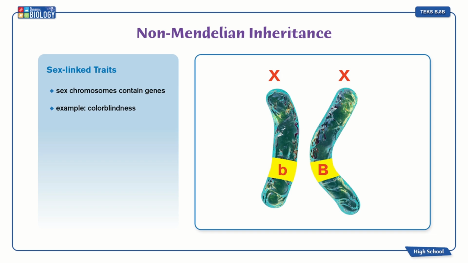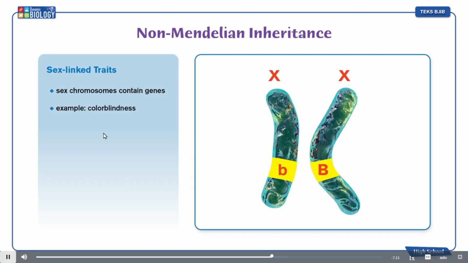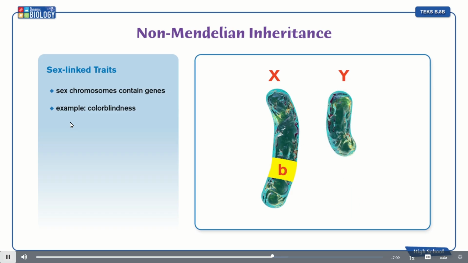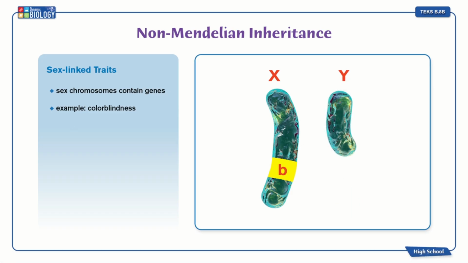No, because this person has an allele for normal vision, and normal vision is the dominant trait. This person would have normal vision. Now, would this work the same way for a male?